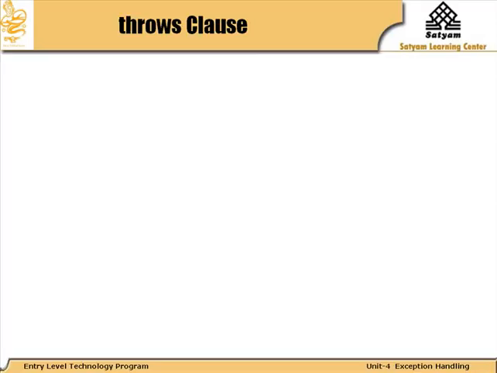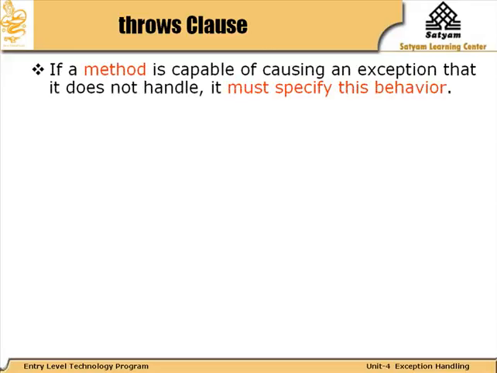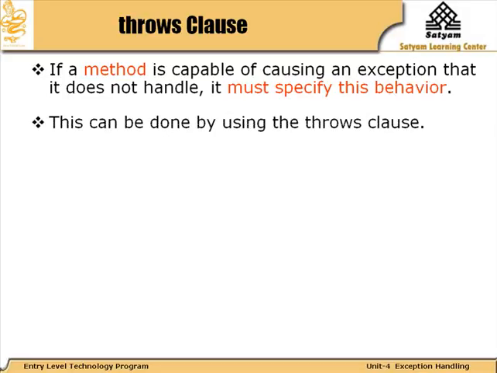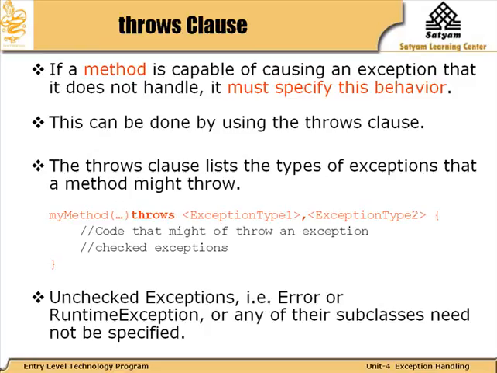Throws clause. Throws is a Java keyword used for declaring the exceptions that can be thrown by a given method. If a method is capable of causing an exception that it does not handle, it must specify this behavior. This can be done by using the throws clause. The throws clause lists the type of exception that a method might throw.